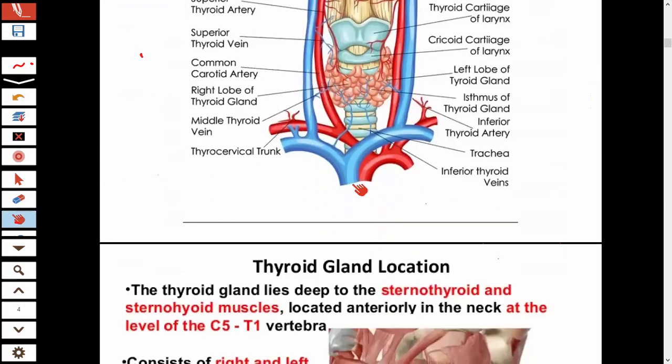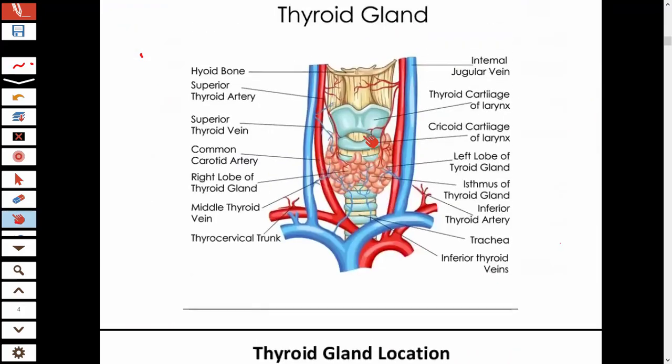Next important point, see here. This is the thyroid gland. Now this is the cricoid cartilage. This is the thyroid cartilage. This is your butterfly-shaped thyroid gland. It has a right lobe and a left lobe, and in the center it is joined together by the isthmus of the thyroid gland. The isthmus, you already know, is present at the level of the second, third, and fourth tracheal rings.